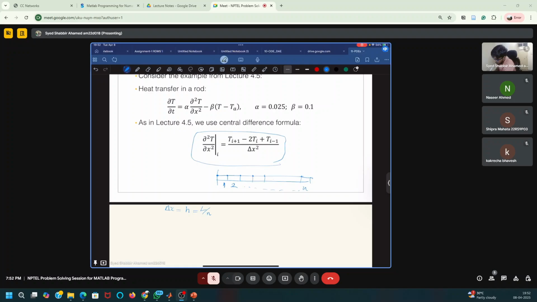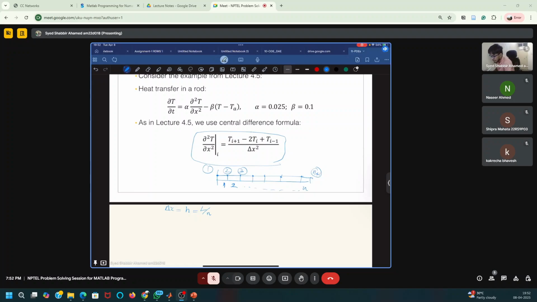At n plus one points, these are the element numbers, these are the segment numbers, and these are the boundary points. I'm writing in circle because I want to differentiate them as boundary points. So up to n plus one, we will have this.